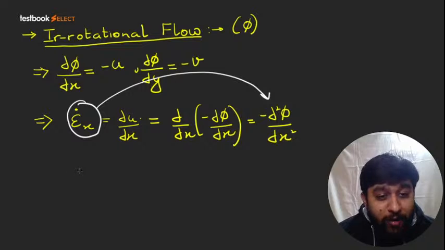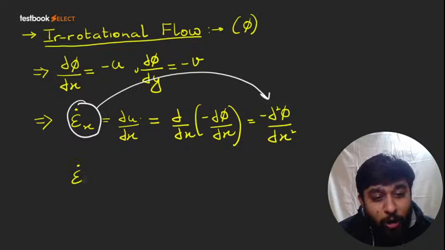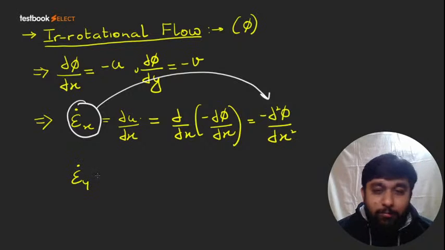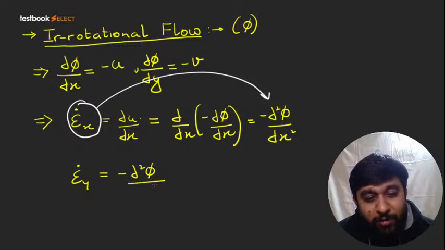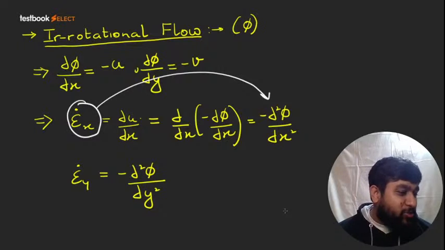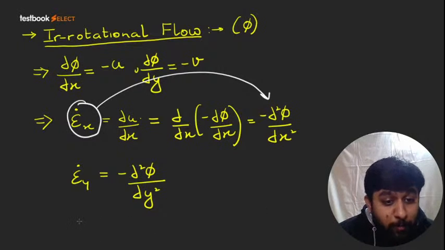Similarly, if you talk of epsilon dot y, please make a guess what it will be. I think that epsilon dot y will be minus del square phi by del y square, minus del square phi by del y square. So guys, I hope the people who are watching the video are understanding it.